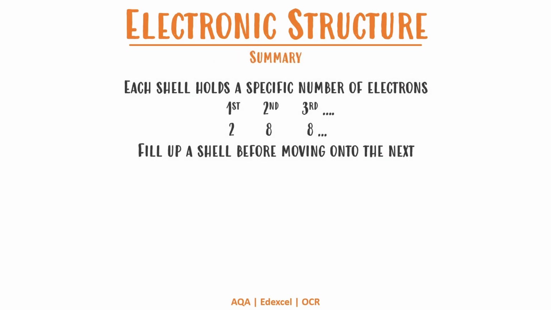Okay, so let's summarize what we've looked at in this lesson. Each electron shell will hold a specific number of electrons, the first being 2, and every one after that being 8. And we need to make sure we fill up an electron shell before moving on to the next.